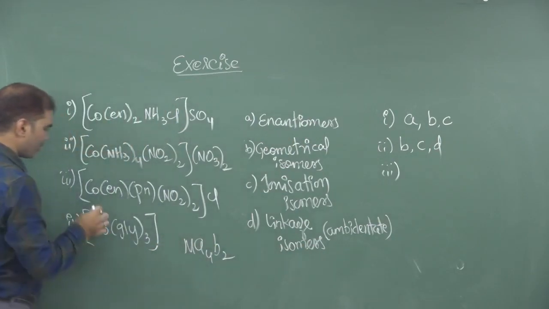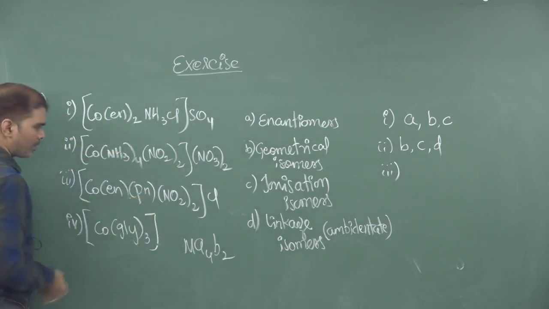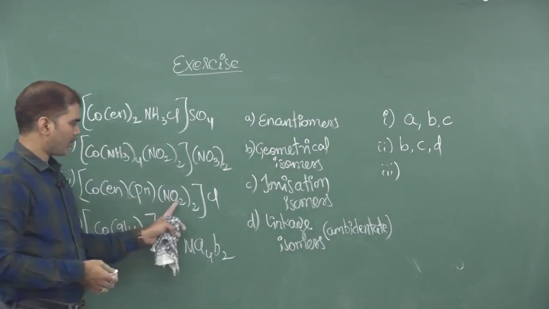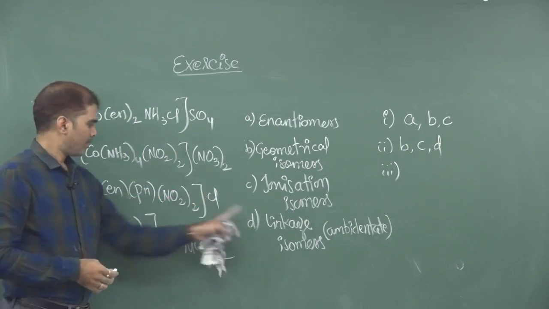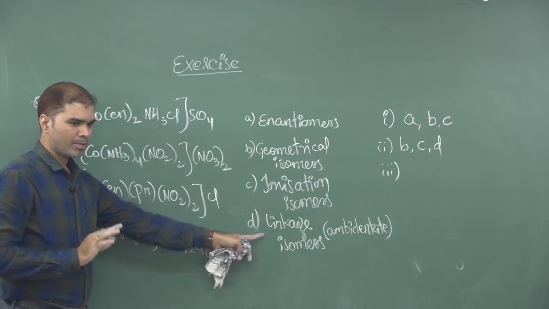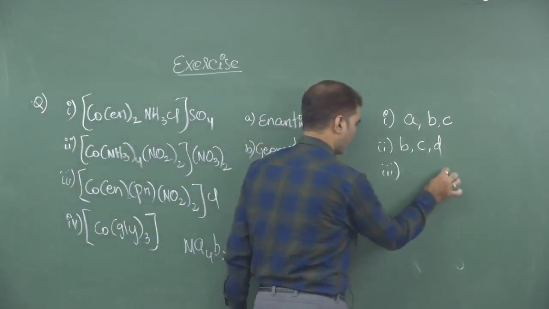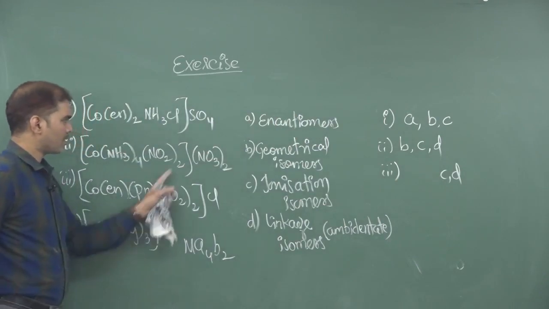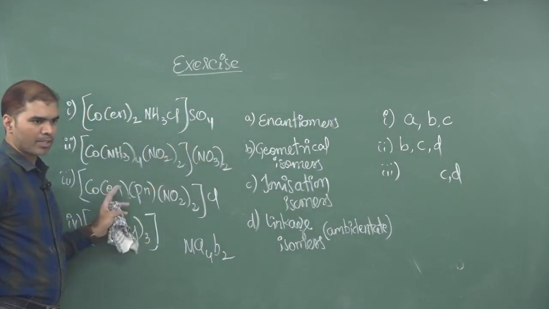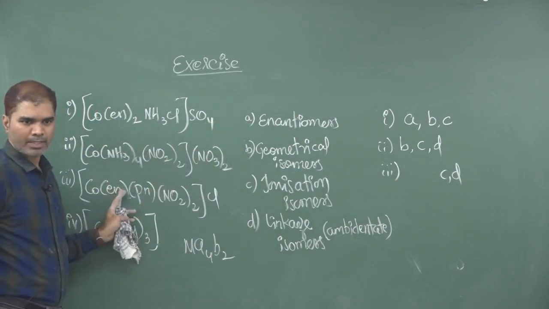Come for the third one. Co(en)(pn)(NO2)2Cl. NO2 is present, Cl is present, so ionization isomerism is present. NO2 is present, so linkage isomerism is also present. So we have C as well as D. Next thing we have to see is whether enantiomers and geometrical isomers are present or not.